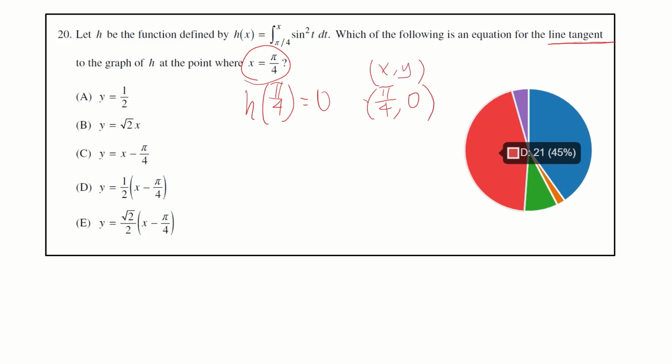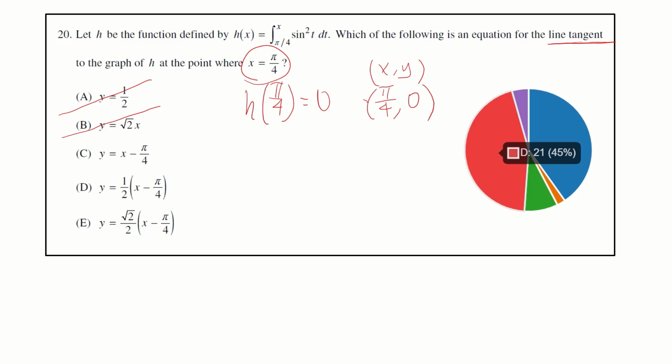And we are asked to find the line tangent to the graph. It must pass through the point (pi over 4, 0). So when x equals pi over 4, in A, y is not equal to 0. So this is gone. When x equals pi over 4, in B, y is not equal to 0. Then we are left with C, D, or E. The only difference for C, D, and E is the gradient.